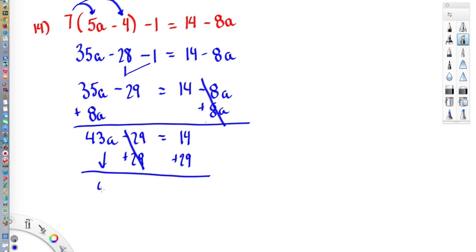Bring down my 43a, and sure enough, that's going to be equal to 43. And my last step is to divide, do the inverse operation of multiplying by 43, which is dividing by 43, and I will get a is equal to 1.